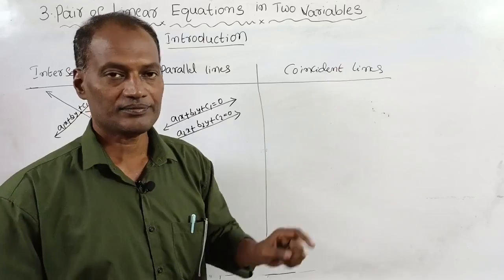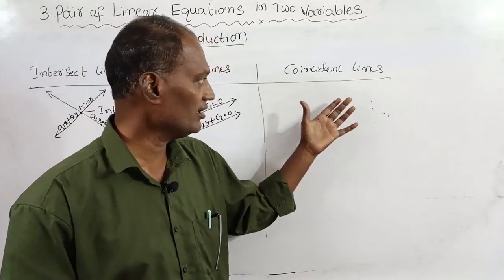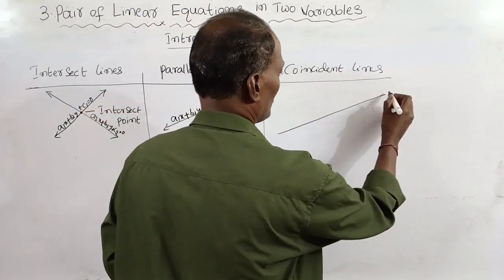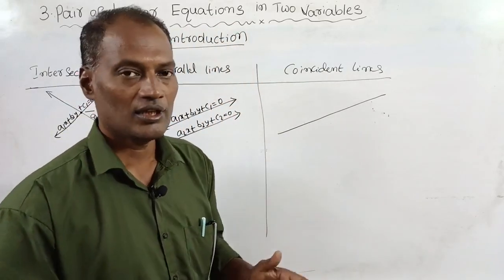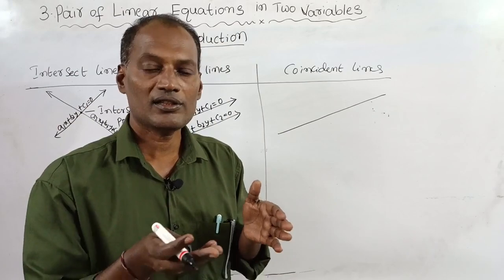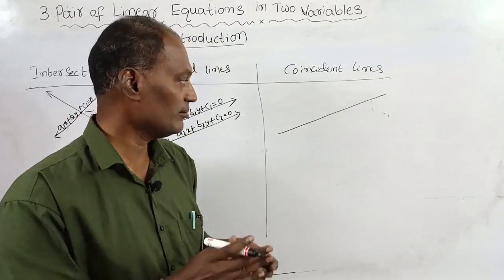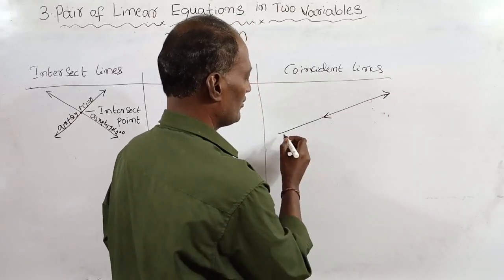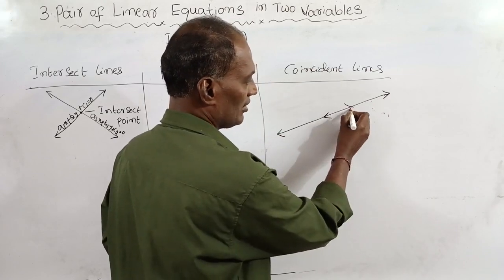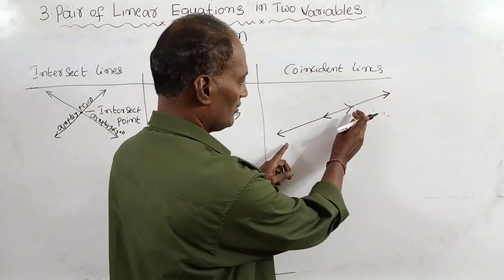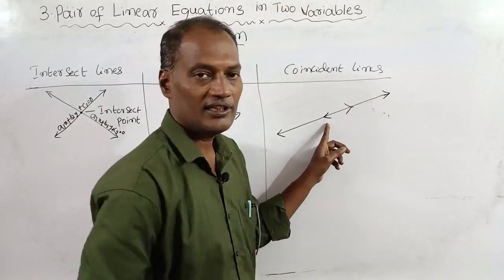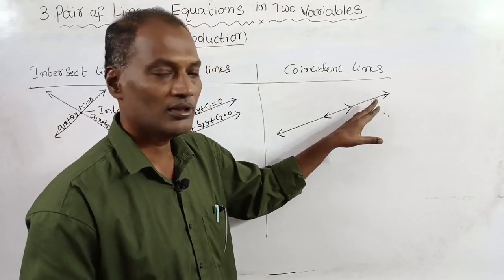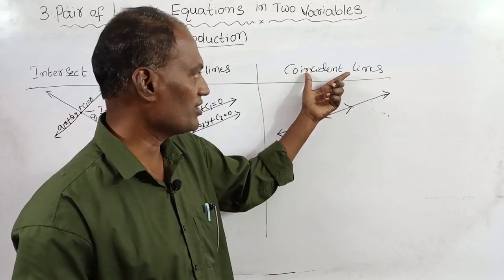What are coincident lines? The third type of linear equations is coincident lines. Coincident lines means these two lines lie on the same plane, on the same line. For example, this is one linear equation, and the second equation will be the same. This is one linear equation and this is another linear equation. Both are on the same line. The plotted points also come on the same line. These are called coincident lines.